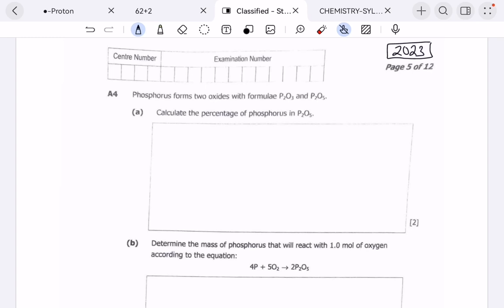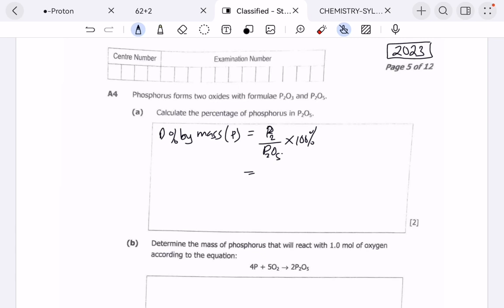P2O5. So first one, we say percentage by mass of phosphorus is going to be P2 over P2O5 times 100%. And then what we do there is we just find the relative formula mass.